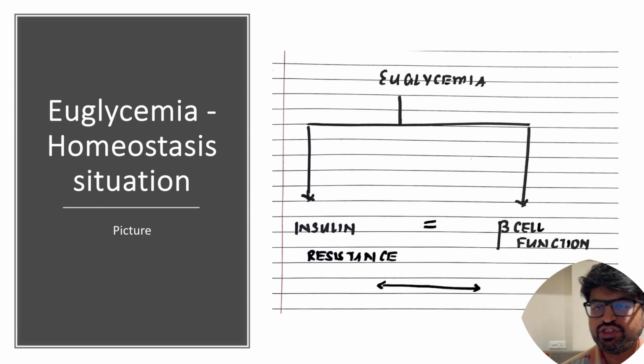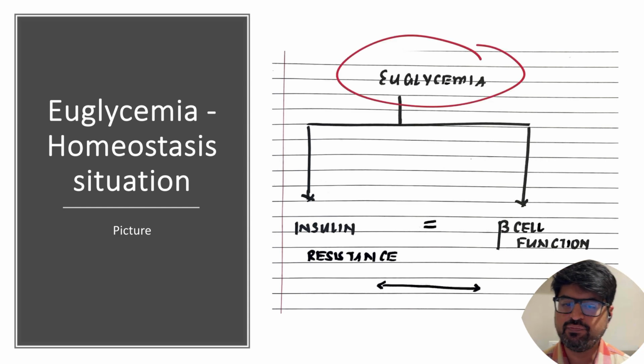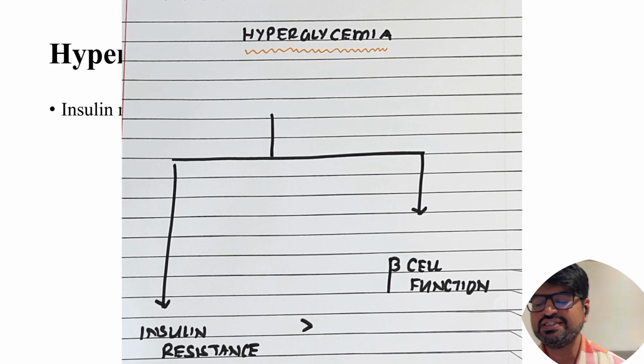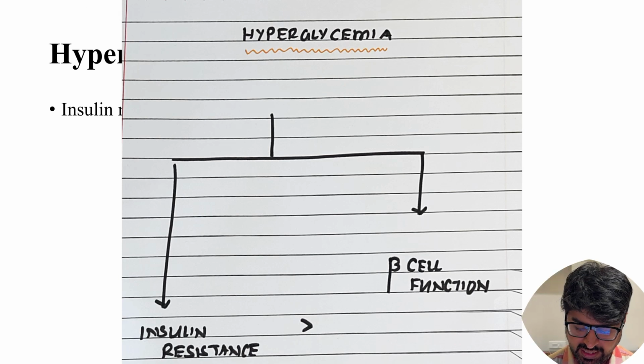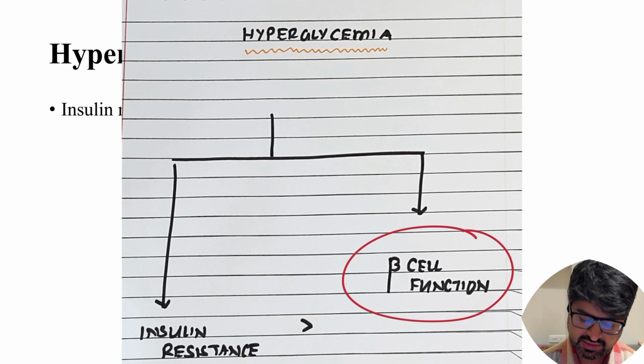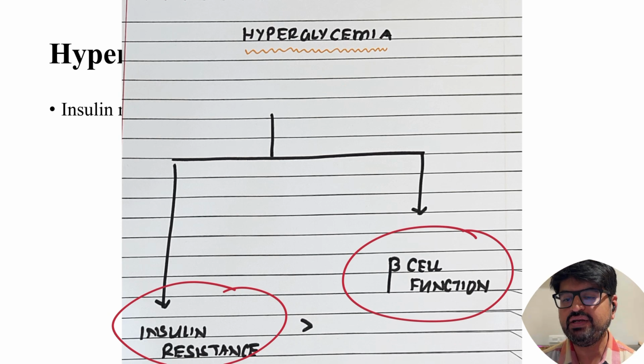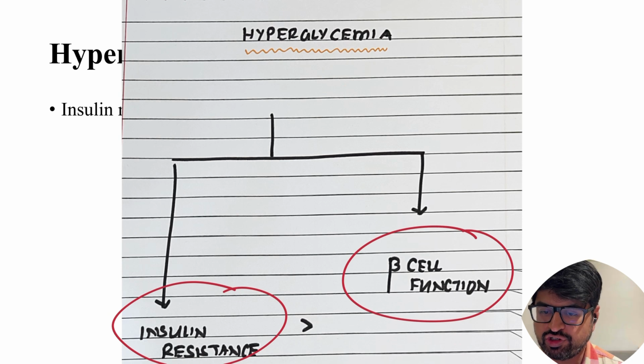For example, in euglycemia, meaning normal blood sugar, the insulin resistance and the beta cell function are equal. That means the amount of insulin produced is in line with the resistance, and that's why the patient is able to maintain euglycemia, or normal blood glucose. But what happens when the patient has hyperglycemia? In any situation when the blood glucose is high, either the beta cell function is less or insulin resistance is more, or it is a bit of both. Whenever insulin resistance is more than beta cell function, that leads to high blood sugar.